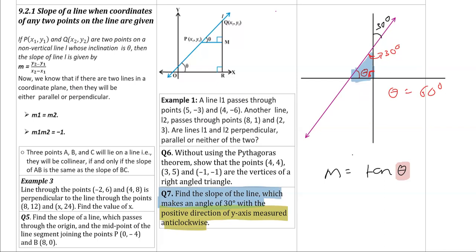So this theta here is the angle of inclination. As you can see here, theta is the angle made by the line with the positive direction of x-axis, right? Measured anti-clockwise. So now we can say that the slope of this line is m equal to tan 60 degree, and therefore tan 60 is √3. So we simply had to find the slope, and we got the slope of this line as √3.